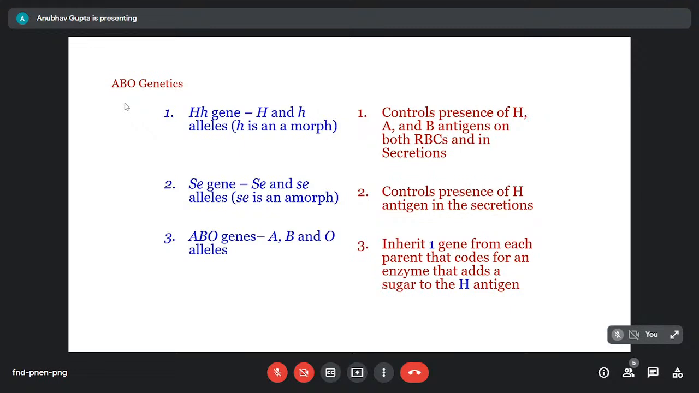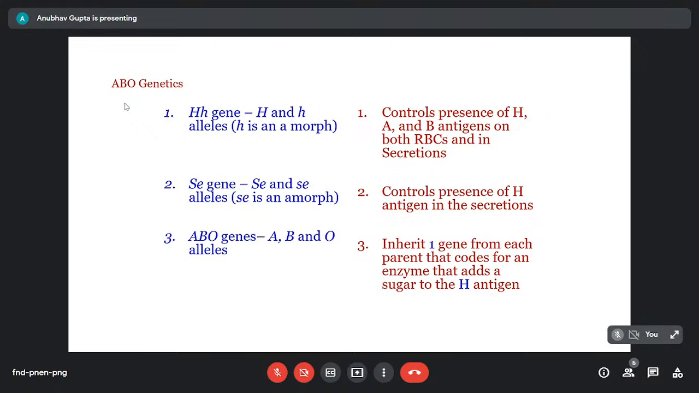Secondly, what is the SE gene? SE gene again has capital SE and small se. Again, small se is amorphic, and the SE gene controls the presence of antigen in the secretion. So the H gene controls the antigens in RBCs. H gene controls the presence of H, A, B antigens on the RBCs and the secretions. SE genes control the presence of H antigen in the secretion, and the ABO genes, whether it is A, B or O, they control the presence of A and B antigens. And each gene should be inherited from each parent.